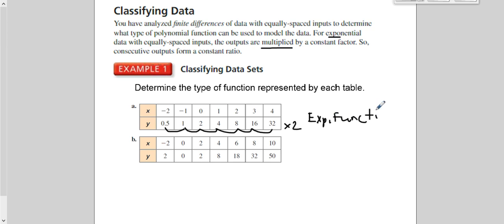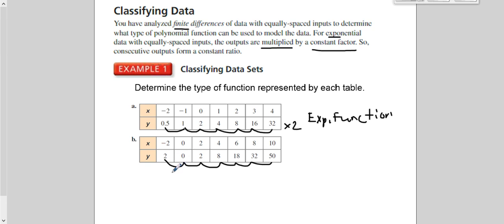Because we multiply to get to the next number, it has a constant factor of 2. All right, this next one, can we multiply to get to the next number? Nope, not really. How about adding? Well, we're not adding the same thing every time. So let's analyze the finite differences.